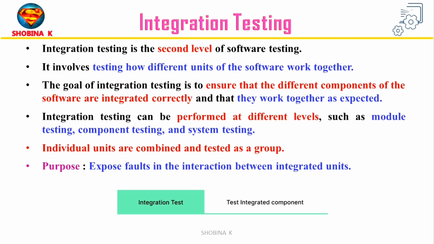Module testing tests individual modules. Component testing tests a group of modules. System testing tests the entire system. During integration testing, individual units of code are combined and tested together as a group. By testing how different units interact with each other, integration testing can expose faults in the interaction between integrated units.